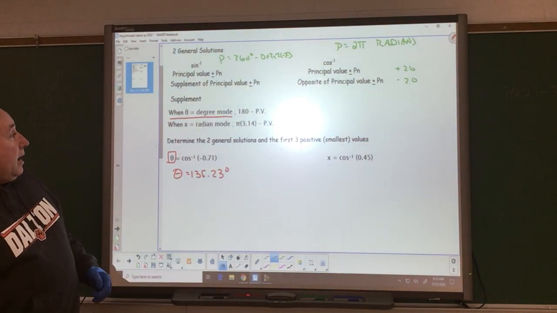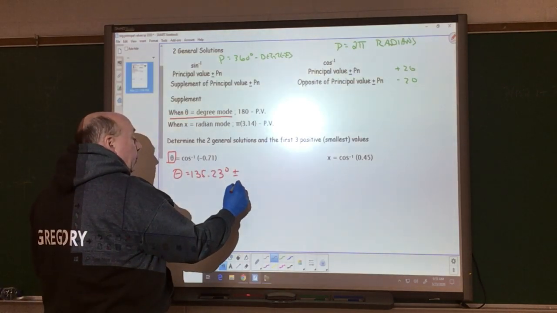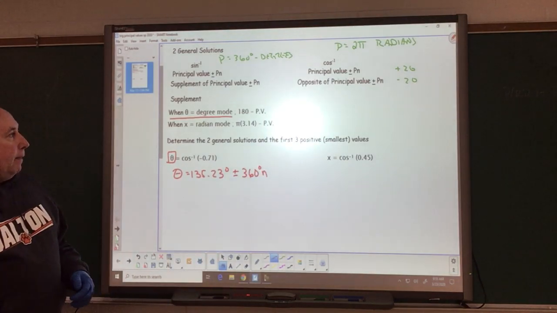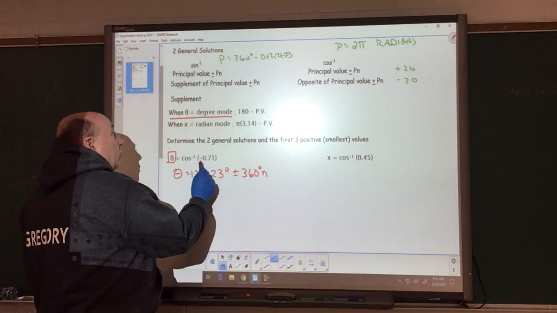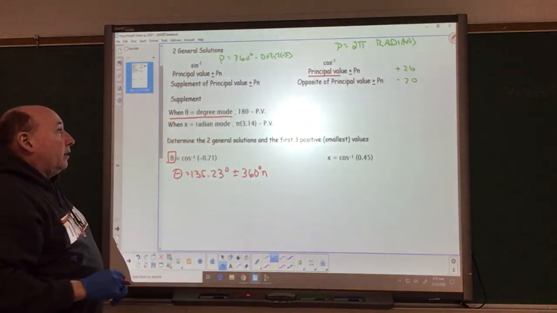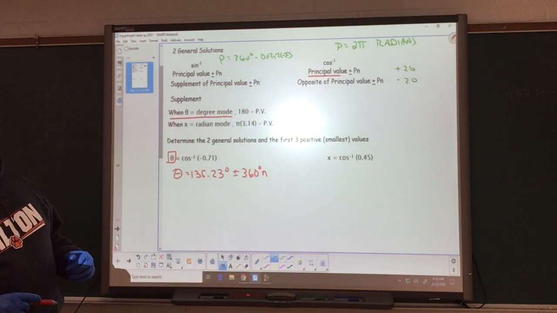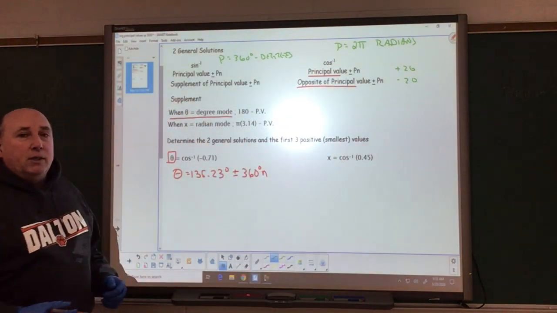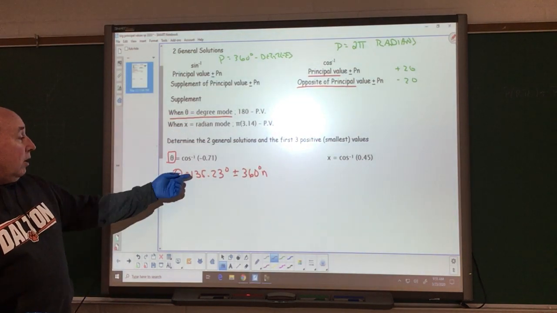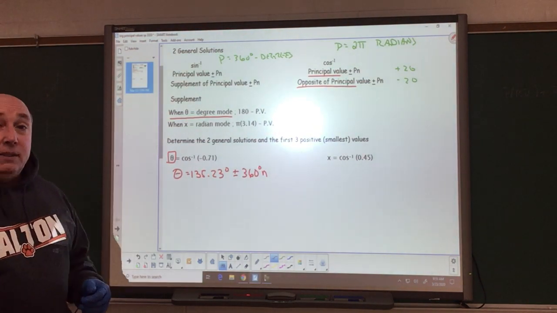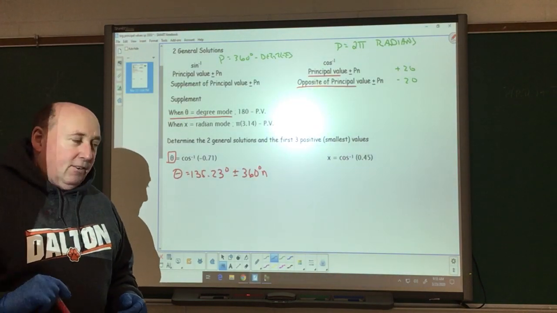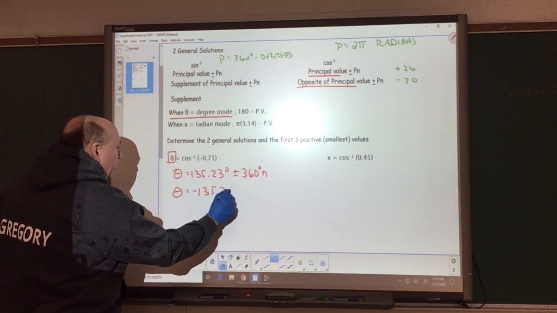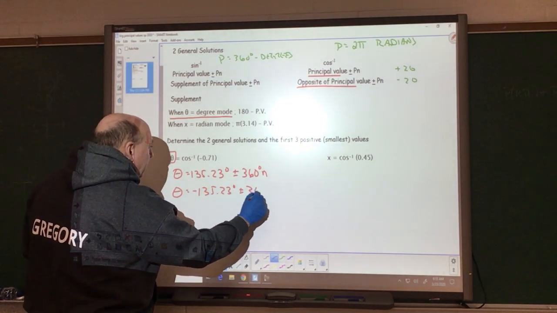Okay? And this would be plus or minus the period n, which is, in our case, for right now, 360 degrees n. Okay? So we're dealing with the inverse cosine. We have the principal value, which we just calculated with our calculator, because that's what our calculator will give us. And then our second general solution comes from the opposite of the principal value. Okay, so if I have 135.23, the opposite of that would be, you're exactly correct, negative 135.23 degrees, plus or minus 360 n.